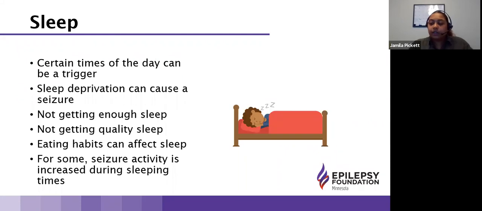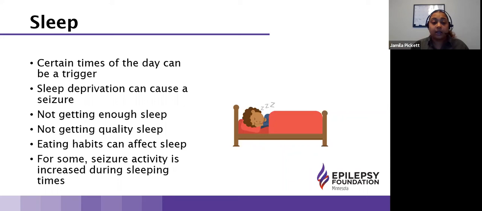Another trigger I want to go into is sleep. So certain times of the day can be a trigger. And when we're talking about sleep in general, it doesn't just have to be that I'm fatigued or that I had a bad night's rest. It can be that a person is fatigued. Perhaps they have more seizures in the morning or at night. Maybe a person has more seizures when they sleep. For some people, the quality of their sleep can make a difference.